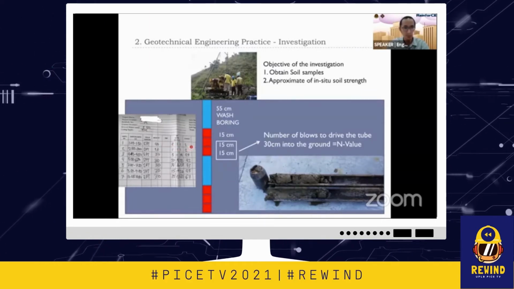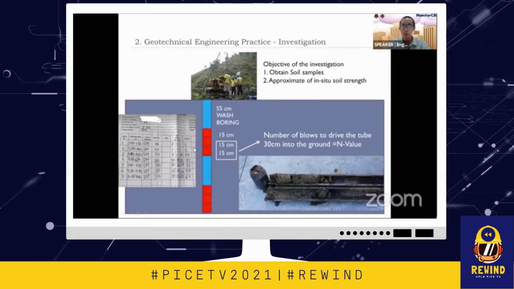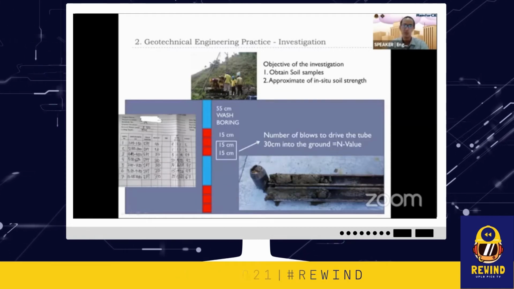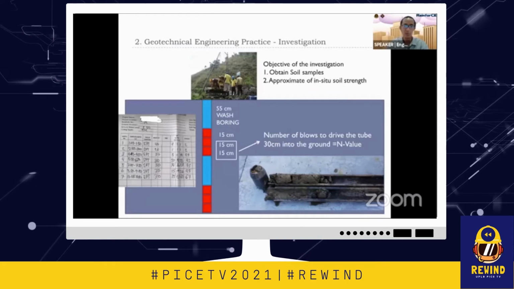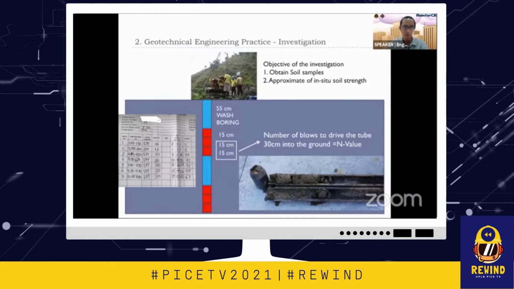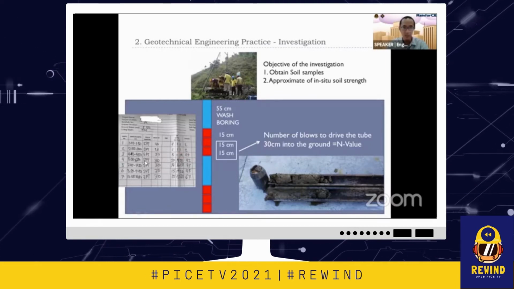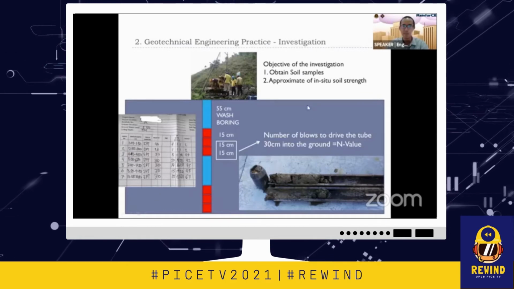What I want to point out here is the lower the N value, the weaker or softer the soil. Normally we want a high N value. What I can conclude in this borehole log is that the hard strata is at 4 meters depth.